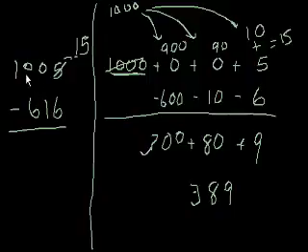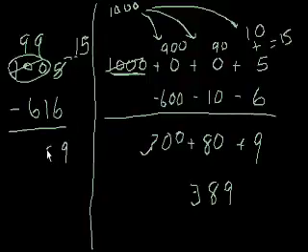No. Can I borrow the 1 from this 0? No. I could borrow it from here, but I'm borrowing it from 100, right? So 100 minus 1 is 99. So that's how I do it. And I say 15 minus 6 is 9. 9 minus 1 is 8. And 9 minus 6 is 3, so 300.